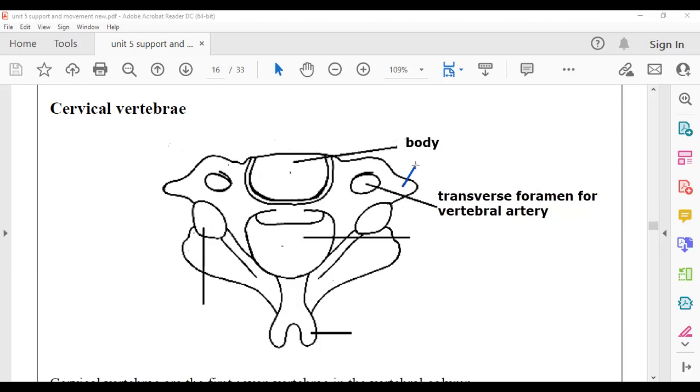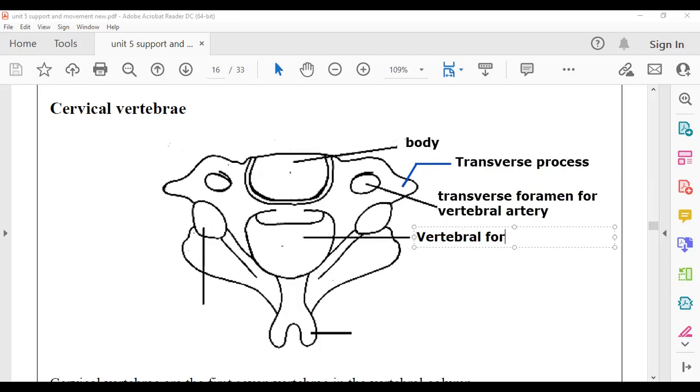Are you labeled with this? Yes, sir. What is it? Transverse process. So in the transverse process, there is a hole, and that hole is transverse foramen. Through the transverse foramen, vertebral artery travels. Okay. And what is this? Vertebral foramen.